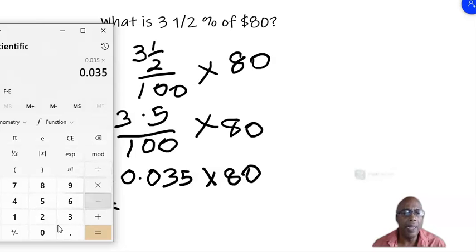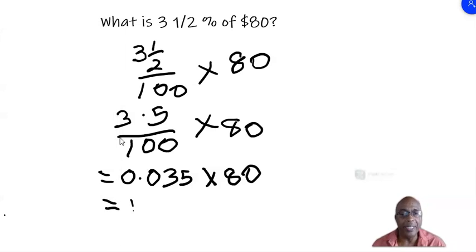0.035 multiplied by 80 equals, and we get the answer as 2.8, but we're dealing with money, so we have to write it to 2 decimal places. So we're going to get the answer as $2.80. That is 3.5% of it. So when we have fractions like this as a percentage, it's best just to work in decimals and then use your calculators.